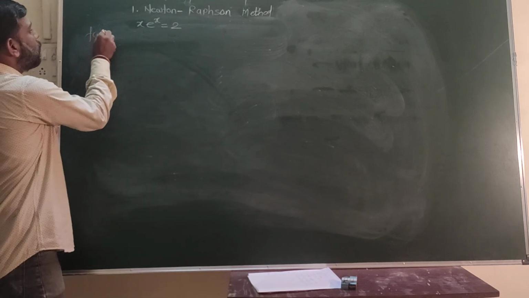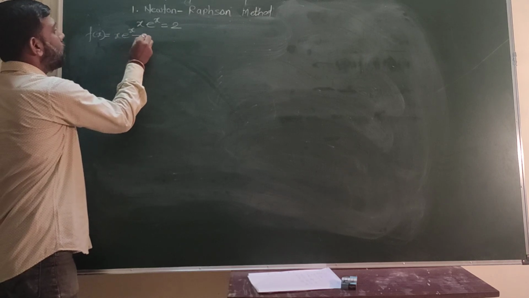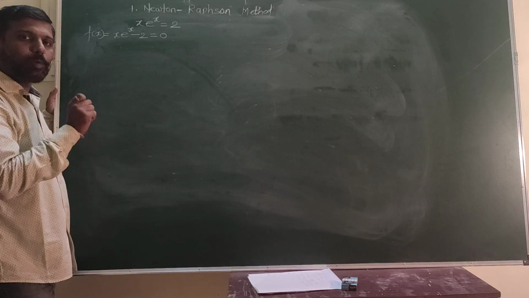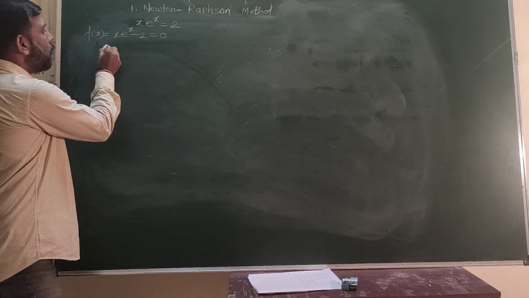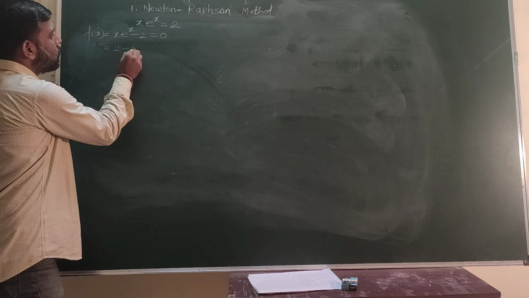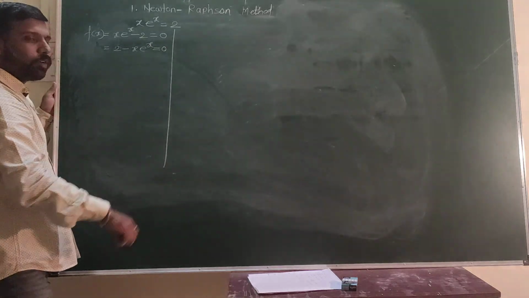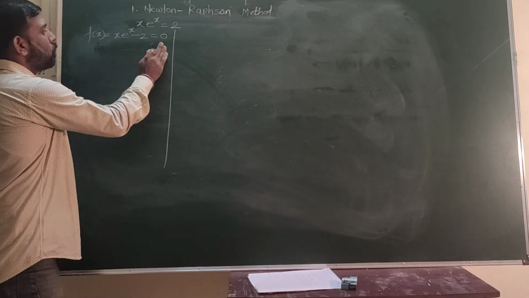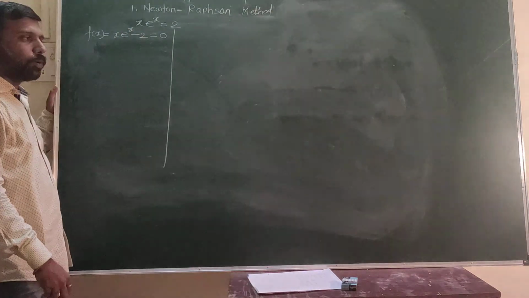Initially assume that f of x equal to e raised to x minus 2 is equal to 0. So we have to rearrange that equation in a proper form, that is, for f of x equal to... We can write this as 2 minus x e raised to x is equal to 0. So any one of this form we can consider. Suppose we have considered here x e raised to x minus 2 is equal to 0.